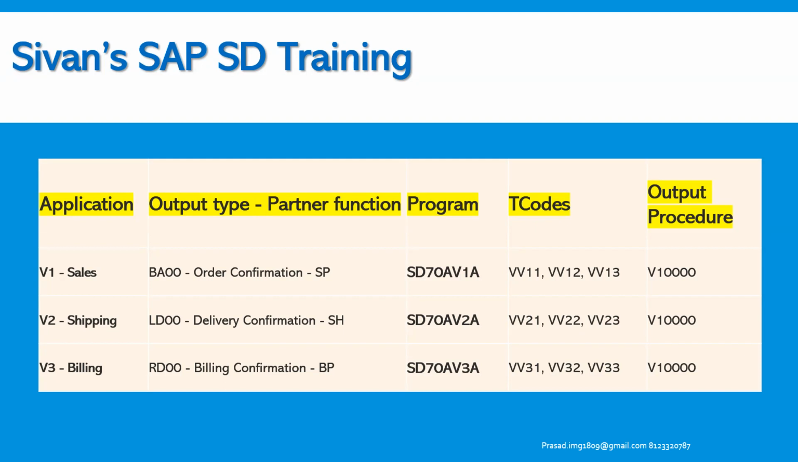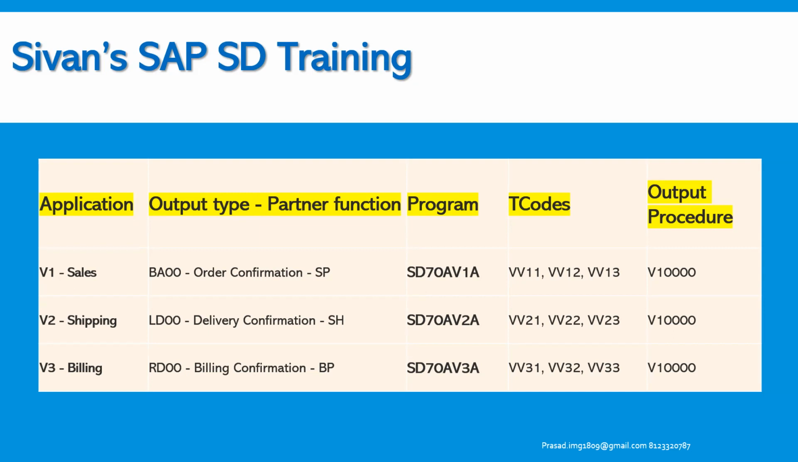For sales, it is SD70 AV1A. For shipping, it is SD70 AV2A. For billing, it is SD70 AV3A. And the output condition records maintenance, we all know that VV11 for the sales, VV21 for delivery, and VV31 for billing document output condition records maintenance.